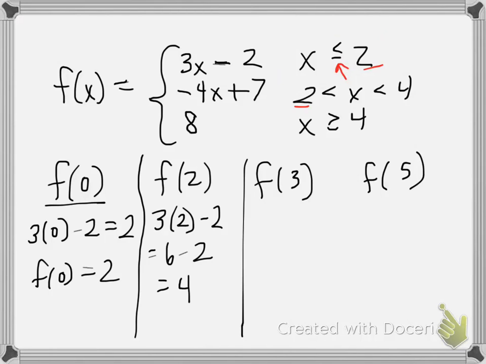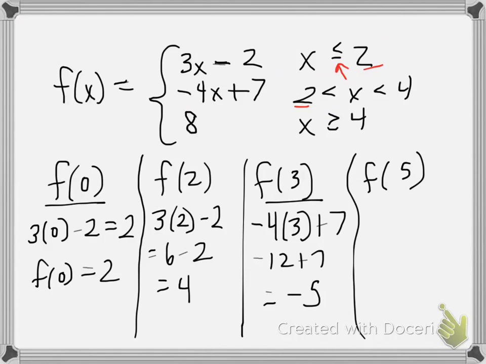Okay, moving right along. Now we have f of 3. Which function will I use if x is 3? Well, 3 is between 2 and 4, so I'm going to use my middle function here. So let's plug 3 into our middle function. Okay, so I get negative 12 plus 7, or negative 5.